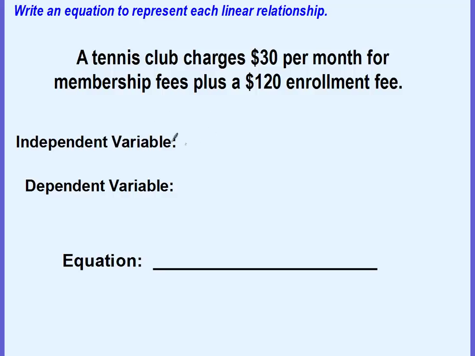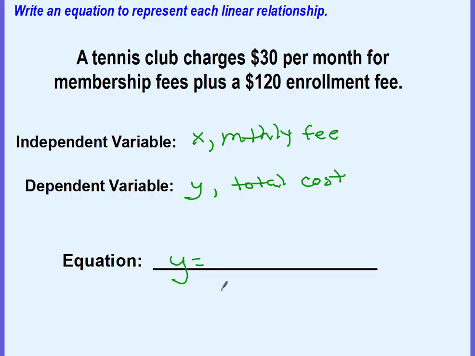So the independent variable, I'm just going to let it be X, is going to represent the monthly fee. And our dependent variable is what we're looking for, the Y, which is going to represent the total cost of the membership. So we're looking for the total cost. Our equation is going to start with Y equals.